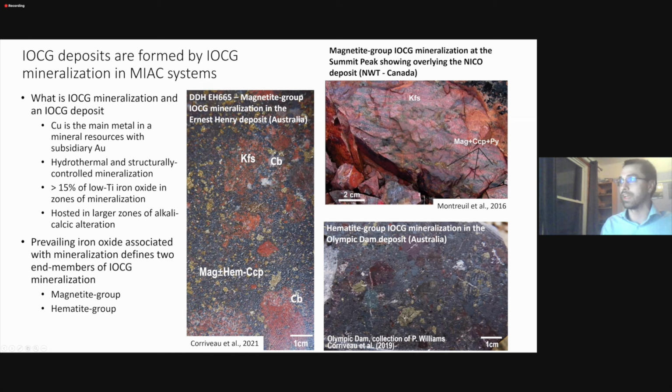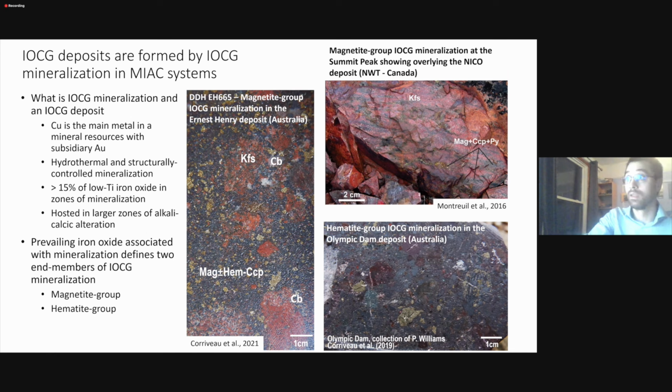Once we have IOCG mineralization, it generally defines two main end members. We have the magnetite group, in which magnetite is the main iron oxide. One example here is from the Ernest Henry deposit in Australia. Then there is the hematite group, in which hematite is the main iron oxide. The example here is Olympic Dam, which is probably the archetype hematite group IOCG deposit, also located in Australia.